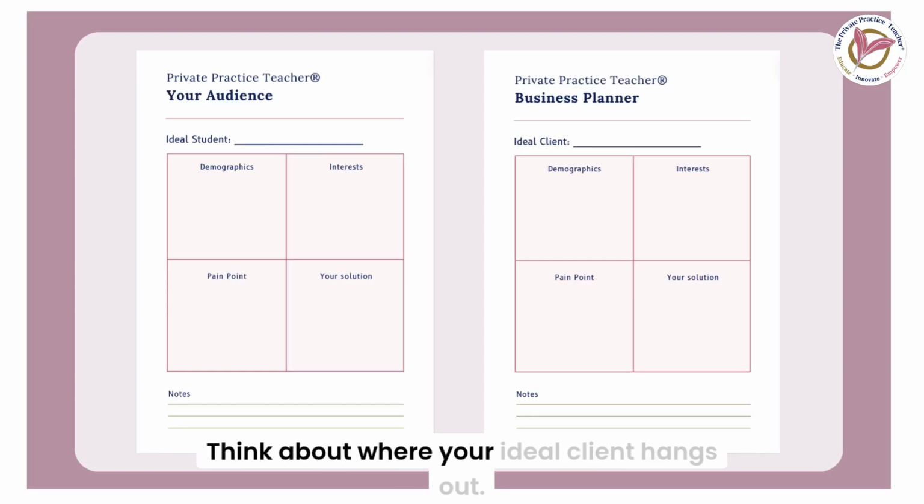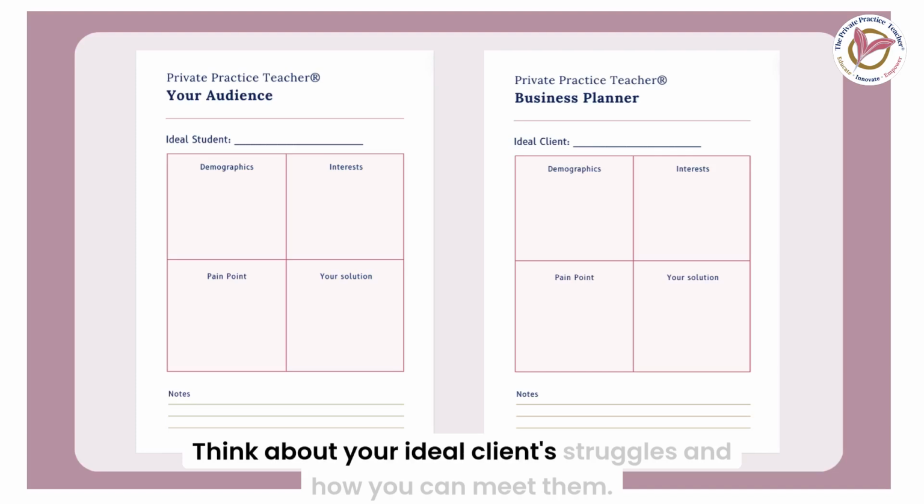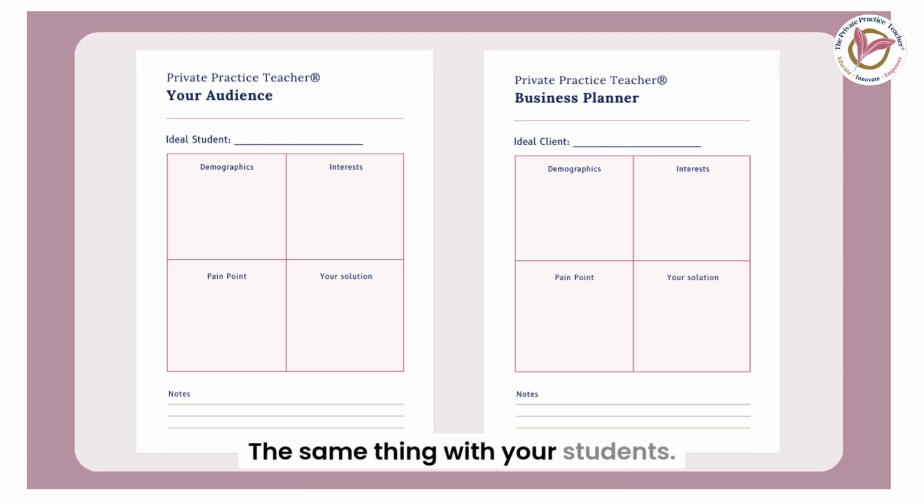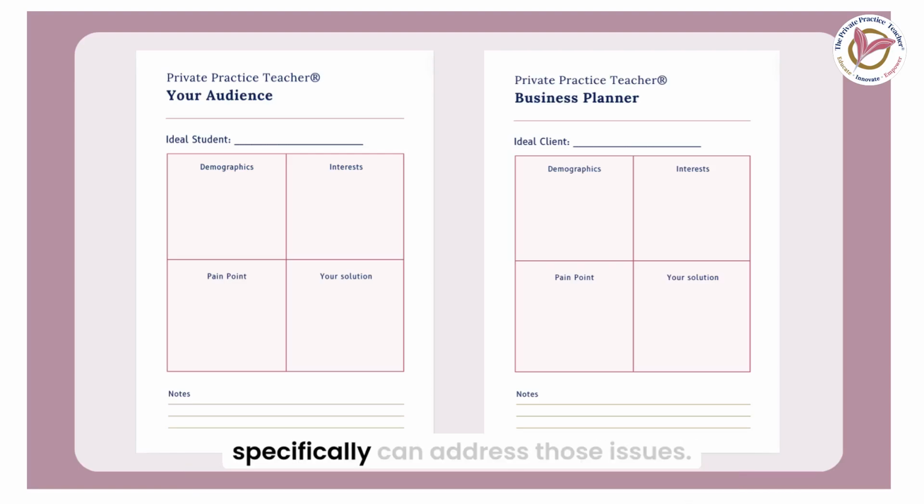Think about where your ideal client hangs out. Think about the things that your ideal client is interested in. Think about your ideal client's struggles and how you can meet them. The same thing with your students. Think about your students' specific troubles and problems and pain points and how you specifically can address those issues.